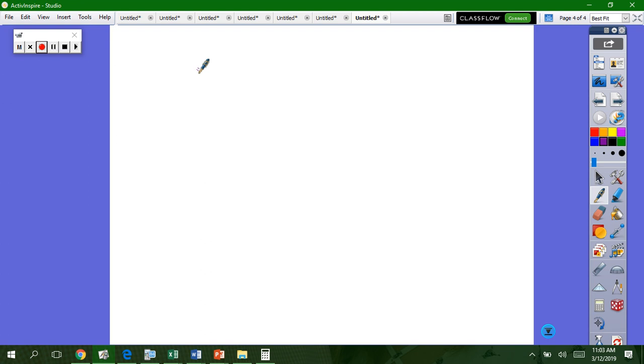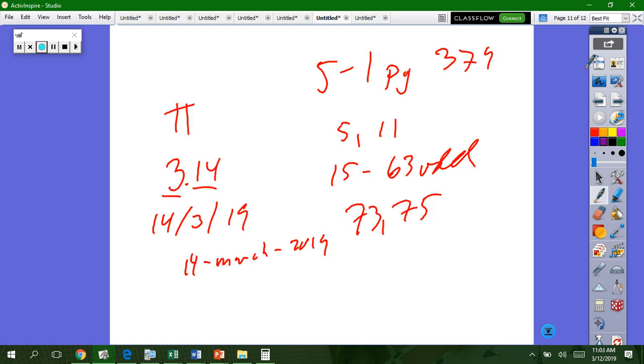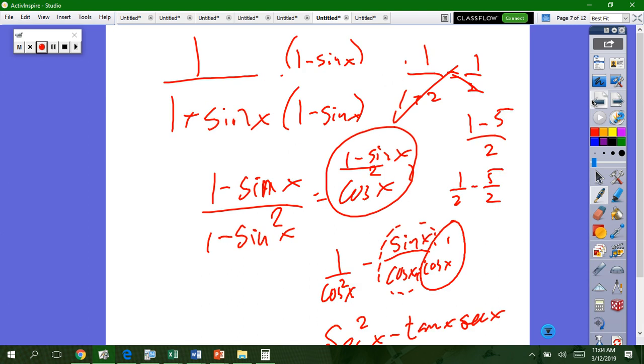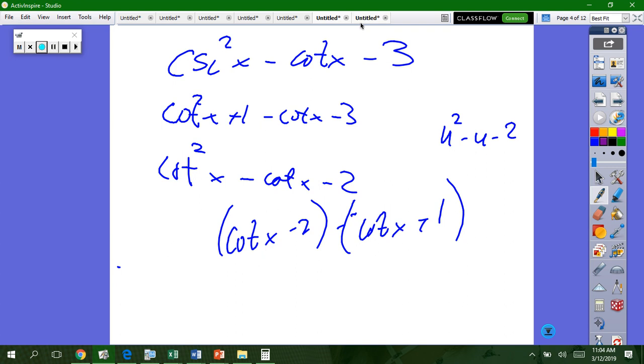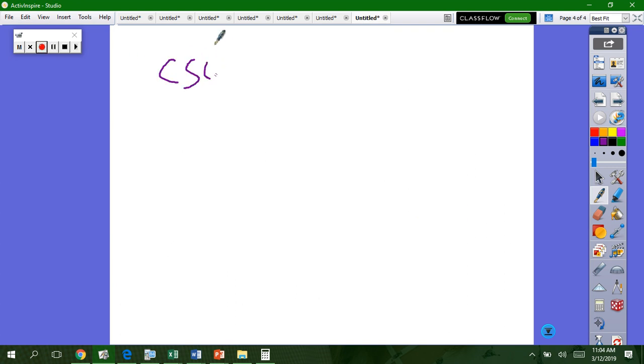Can anybody tell me what example 2 in the book was again? So I can start it off. Example 3, excuse me. Flip your page. I guess I could look back here. This one? Okay. So the goal of this is to factor it, but I can't factor it right now because I'm in 2 different trig identities.